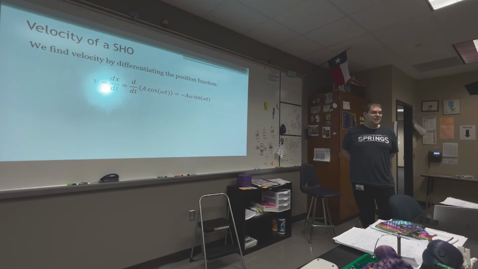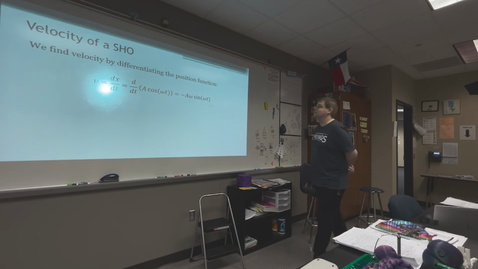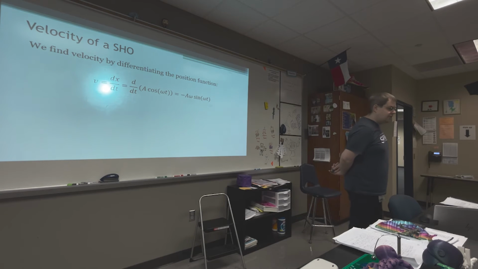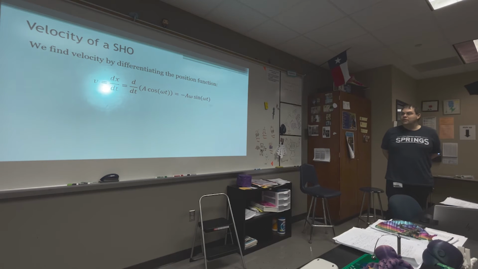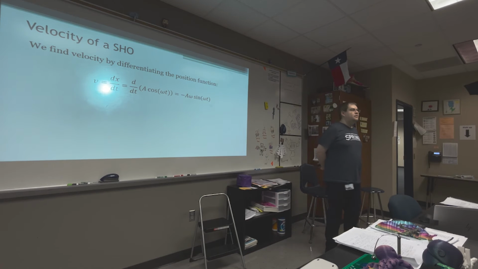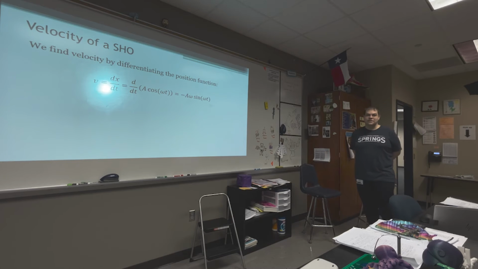So if we take the derivative of the cosine, we get negative sine. And so that's how we get that. And then we pull out that inside. We also know that with sine, what is the bounds of the sine function? Negative one and one. So we know we can't exceed that.